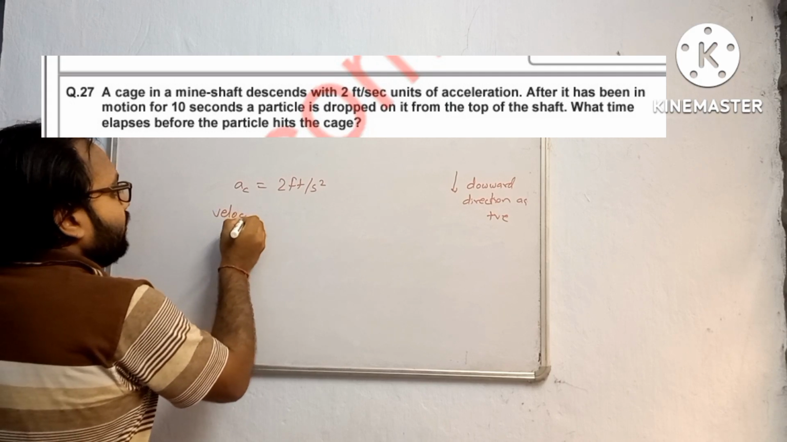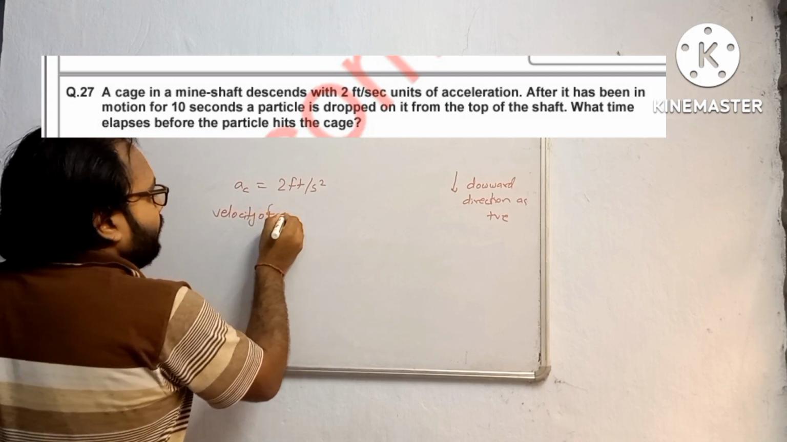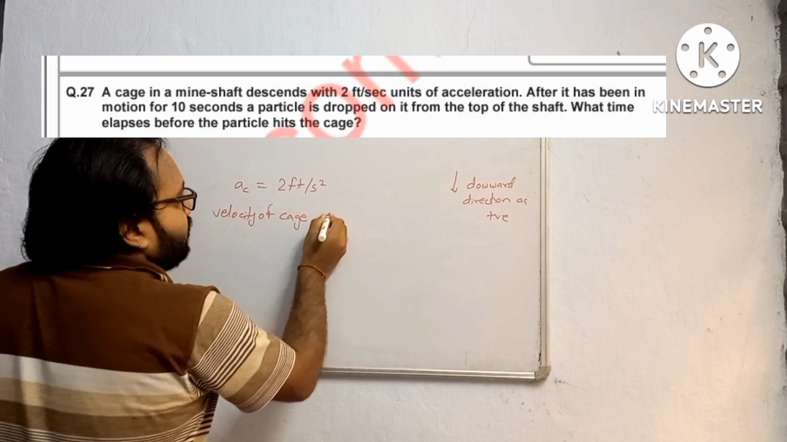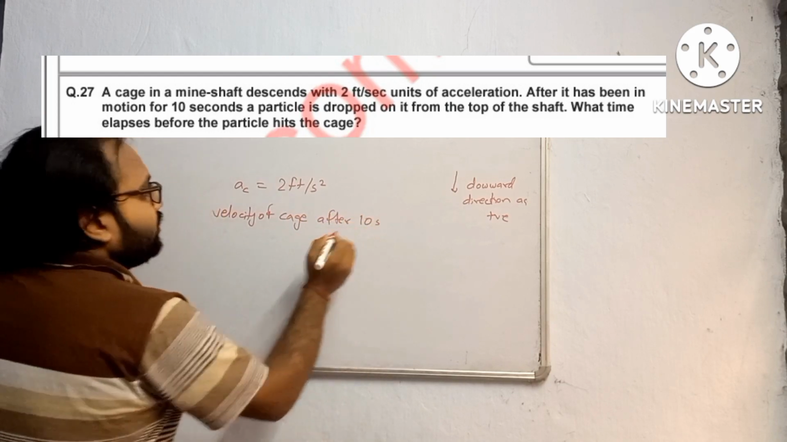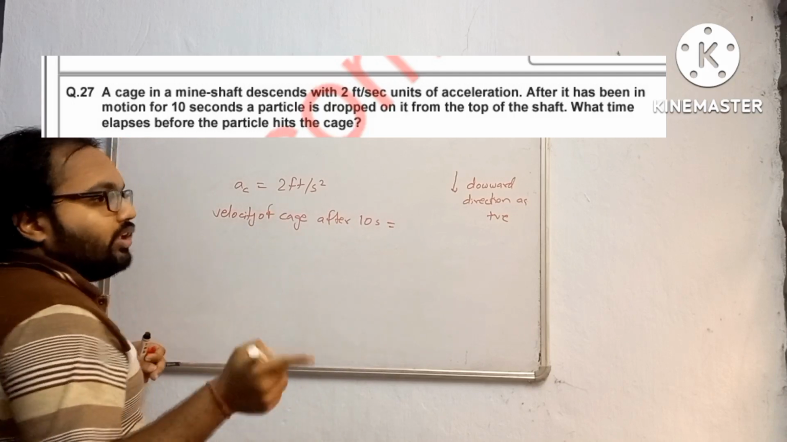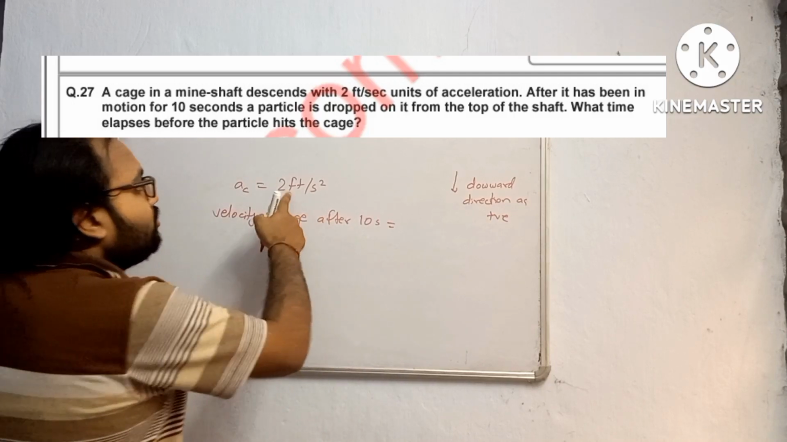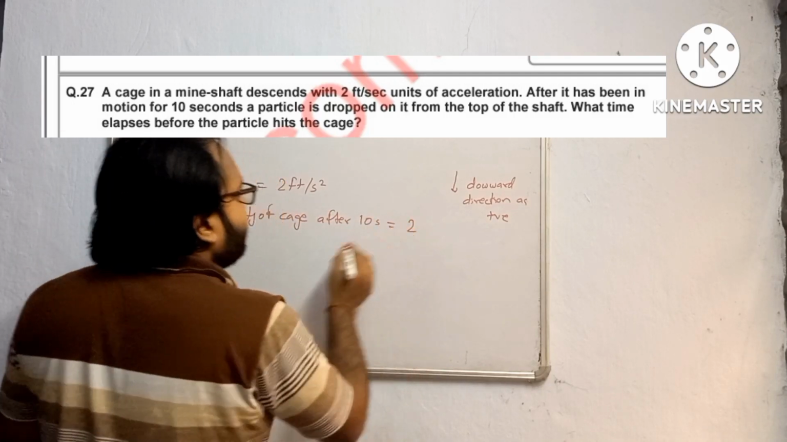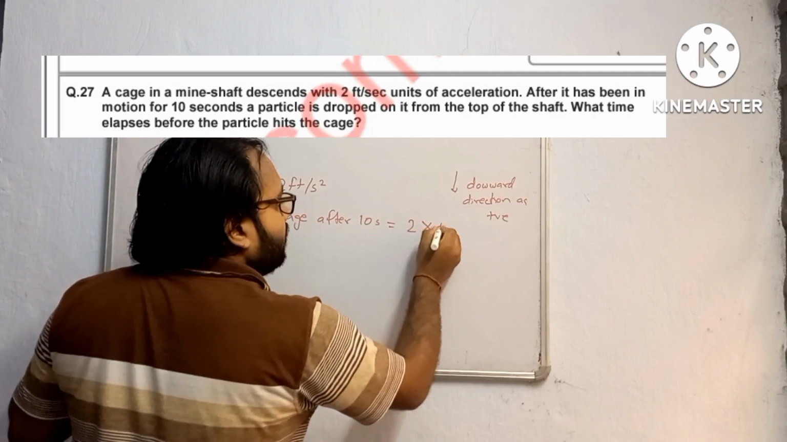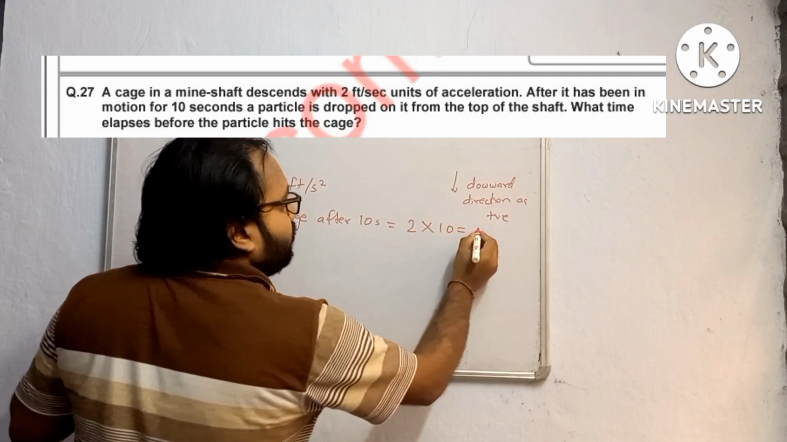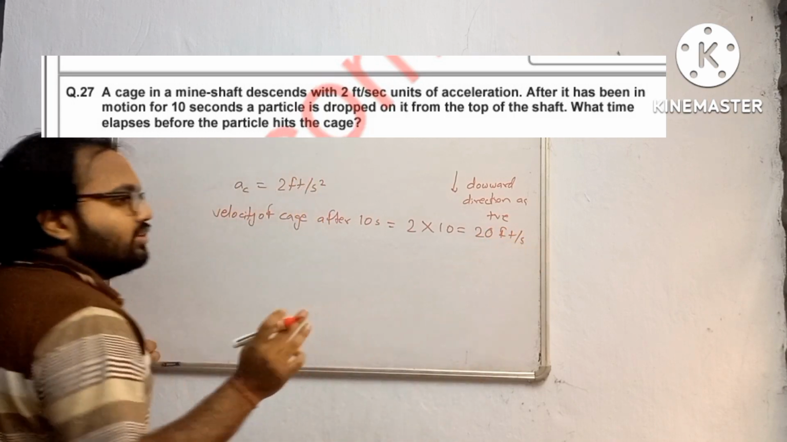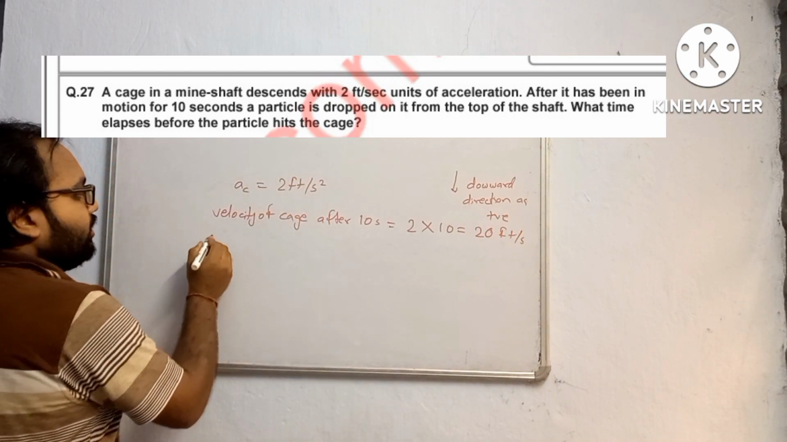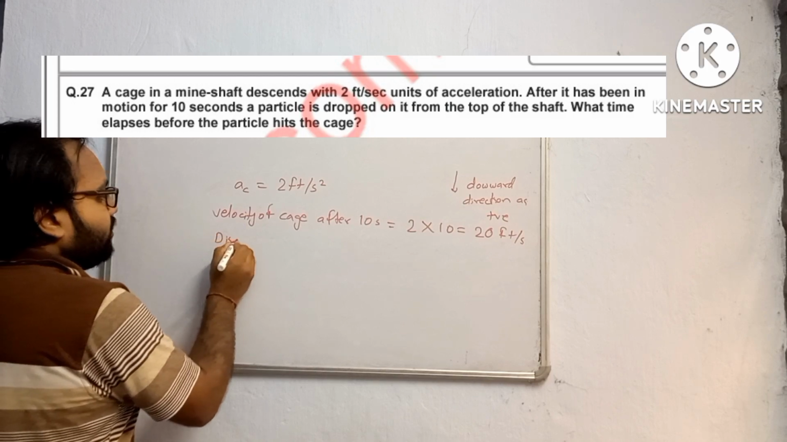Velocity of cage after 10 seconds. How much is it? V is equal to u plus at. U is 0, a into t. A, acceleration 2 into 10 seconds. 2 tens are 20. So 20 feet per second is the velocity of the cage after 10 seconds. Now displacement of the cage.